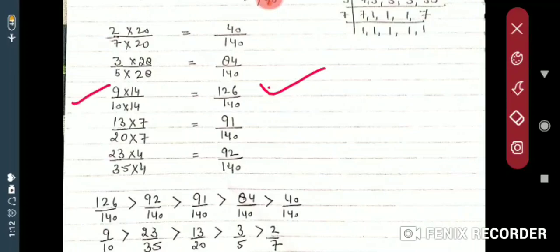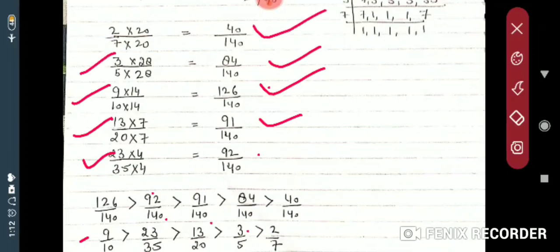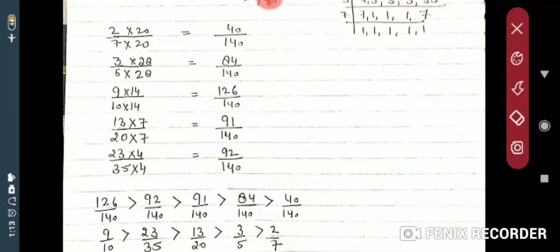126, so 9 by 10 is greater. Then 92 by 140, that is 23 by 35, is greater than 91 upon 140, that is 13 by 20, which is greater than 84 upon 140, that is 3 by 5, which is greater than 40 upon 140, that is 2 by 7. So we have arranged these numbers in descending order, that means big to small.